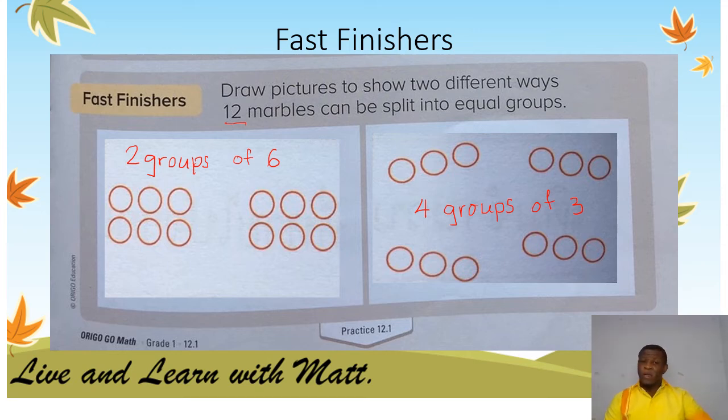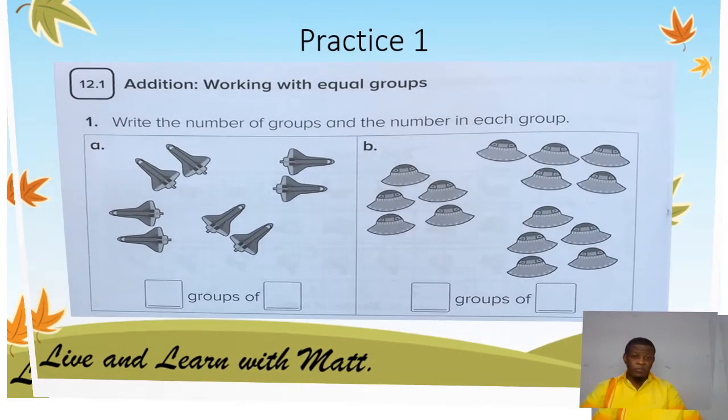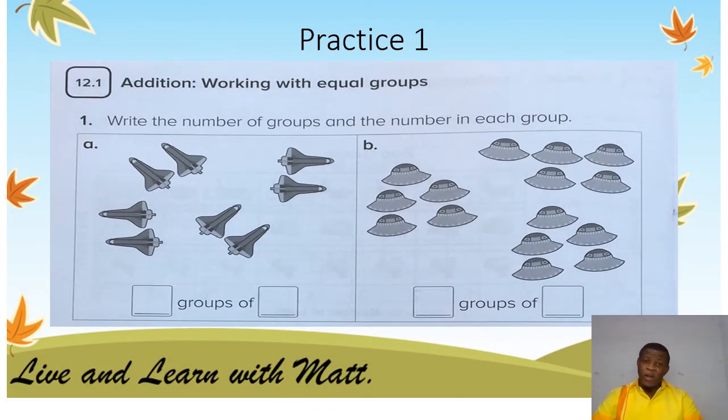Okay, now let's go on to the practice book. Bring out your practice book B and open to lesson 12.1. So write the number of groups and the number in each group. Everybody write it down first before I do the correction. Do the part A and part B.